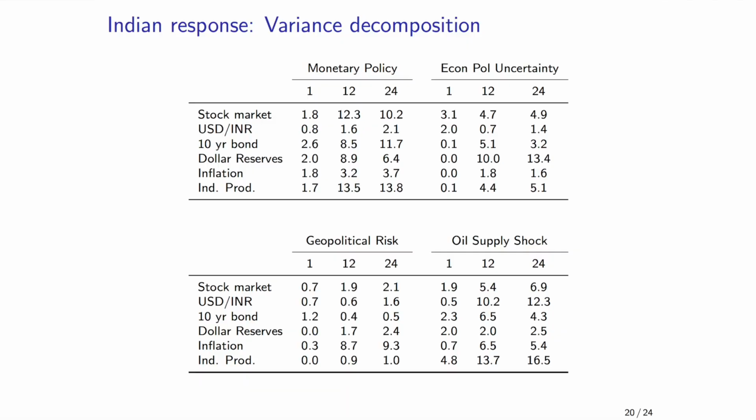And so for the oil supply shock, I'm focusing on the industrial production response. For the oil supply shock, we see that the biggest impact relative to the other shocks is happening instantly, which is what we saw too. But then at the short to medium run, at the 1 to 2 year, we see both the US monetary policy shock and the oil supply shock have the biggest contribution, whereas the geopolitical risk shock and the economic policy uncertainty shock are doing less.